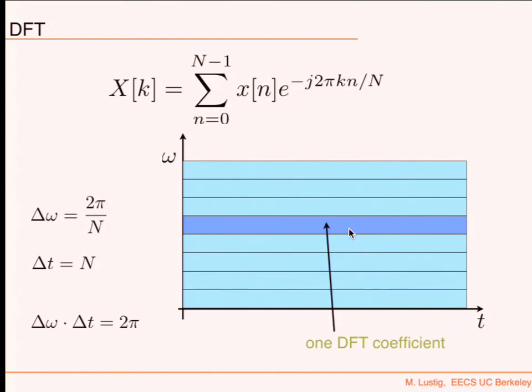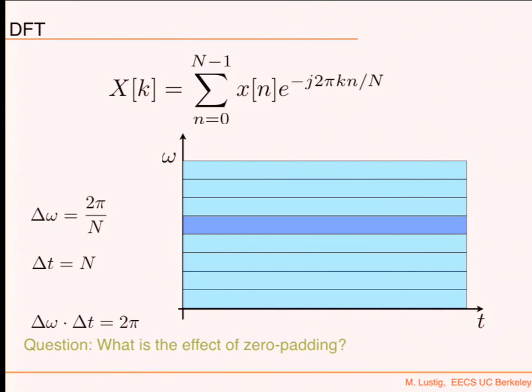Does this make sense? So actually, here's the question. What is the effect of zero padding? It's a tough one. What is the effect of zero padding? What did we say when you zero pad? It doesn't change, right? There's no information, so it doesn't decrease the uncertainty. What does it do? No, random. There's nothing random about that.